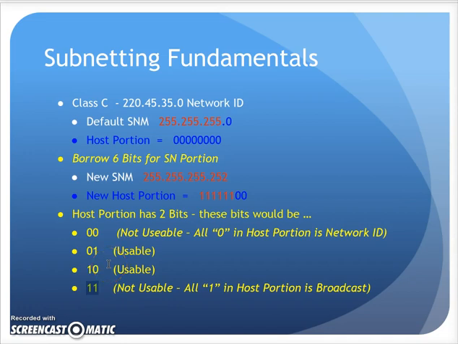Well, if I follow my previous rules, all zeros in the host portion is a network ID. I can't use it. All ones in the host portion is a broadcast address. I can't use it. The only 2 usable addresses are these in the middle, 0, 1 and 1, 0. I got 2 usable addresses. That's it. And if I think it through, one of those is going to get assigned to a node, one of those is going to get assigned to a default gateway. So it is usable. I can do this.